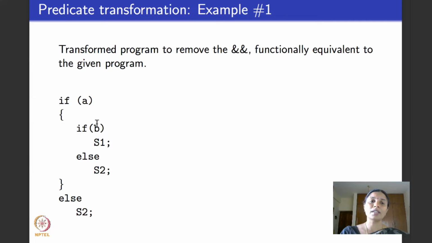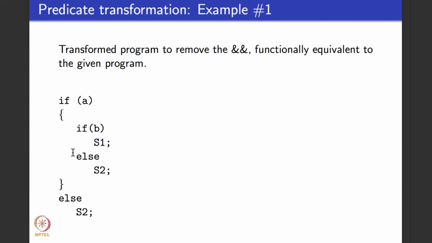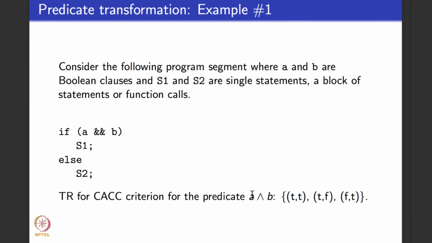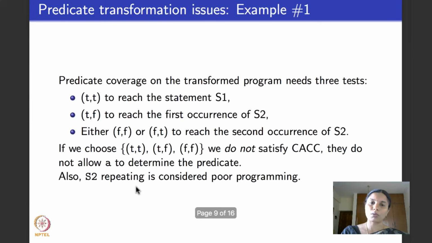And the other thing is, now let's consider predicate coverage for this transform program. Remember, the conjecture was this is the transform program. I have removed predicates with multiple clauses. If I achieve predicate coverage in this, it will mean that achieving appropriate active clause coverage in this original program. What we will show is that predicate coverage in this transform program will not satisfy CACC criteria for the original program. What is predicate coverage for this transform program?